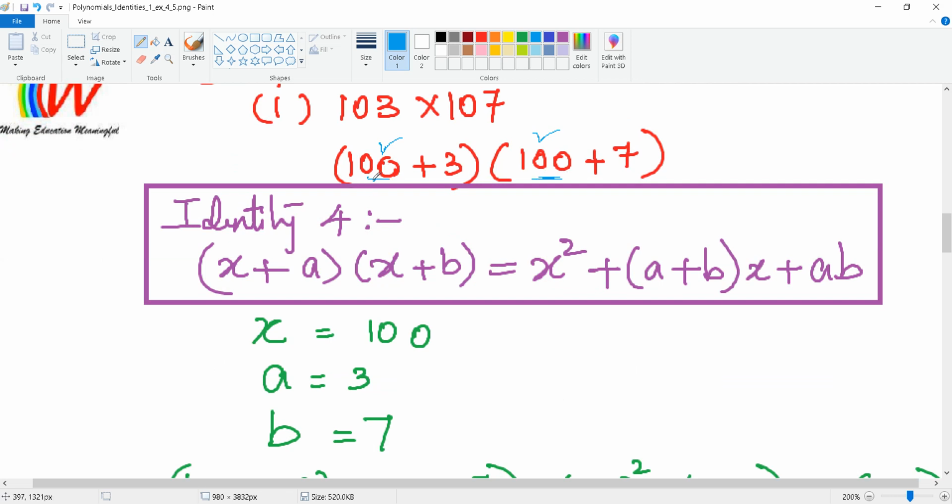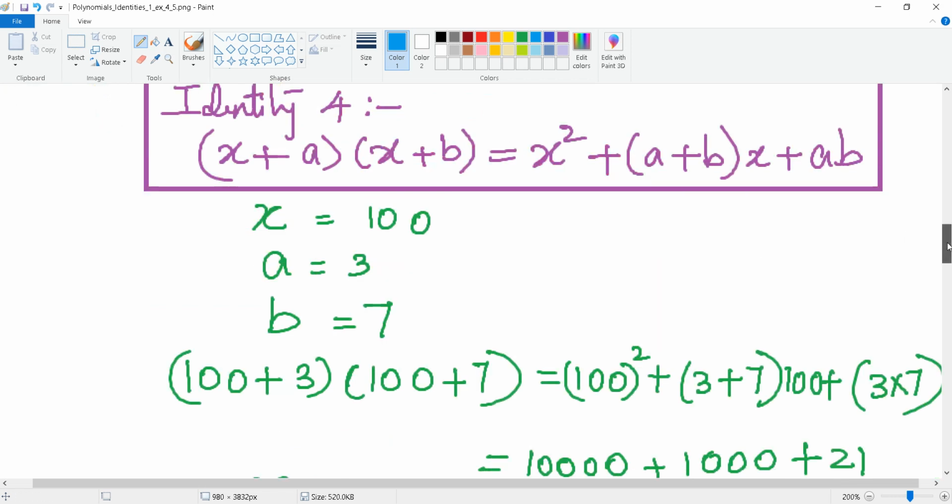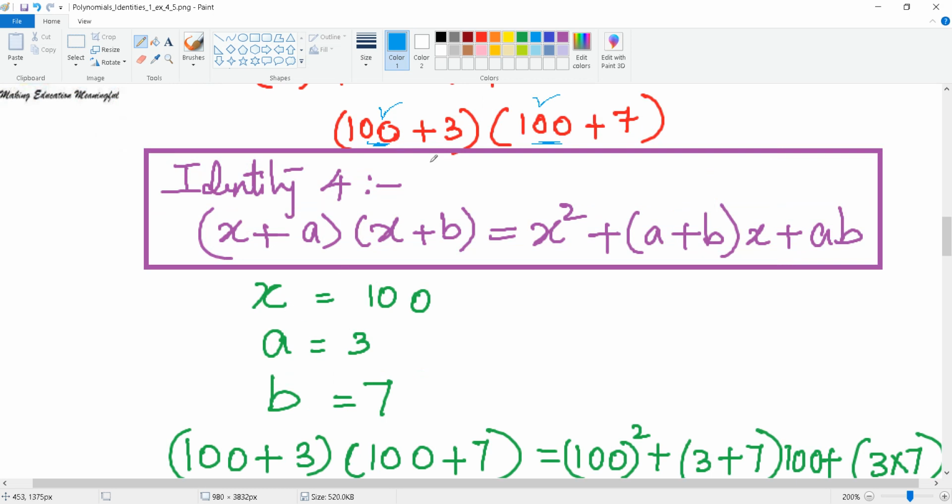You can easily multiply them. All right, so 100 is the best number for that. So you take 100 plus 3 and 100 plus 7. Okay, so here it is of the form x plus a, x plus b, identity 4. So here we will see what your x is, what your a is, and what your b is. So in place of x you have got 100, in place of a you have got 3, and in place of b you have got 7. Okay, so now let us use the identity.